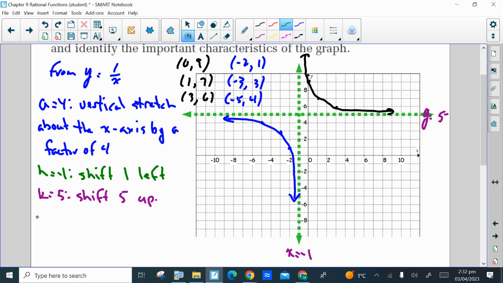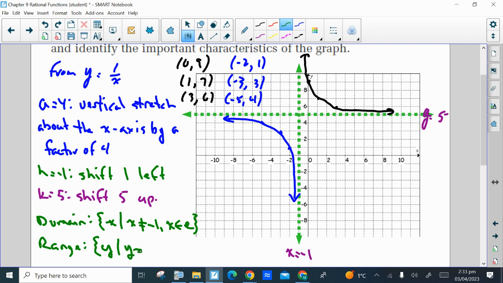Our domain: all values of x except x cannot equal -1. All real values of x except for -1. And our range would be all real values of y except y cannot equal positive 5.